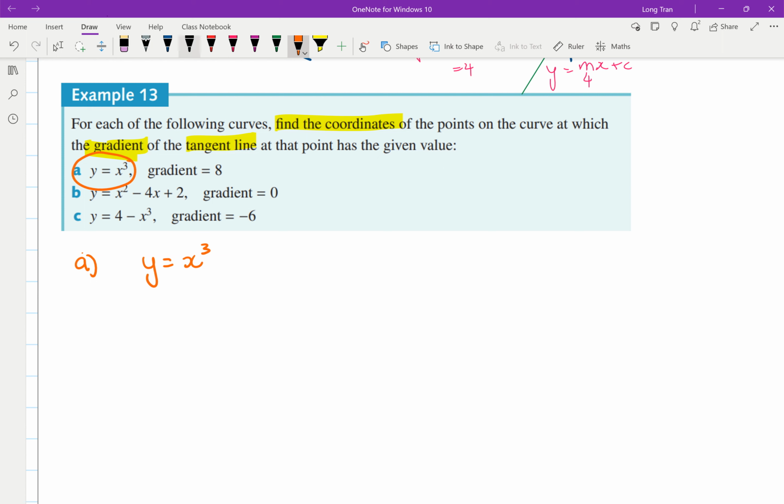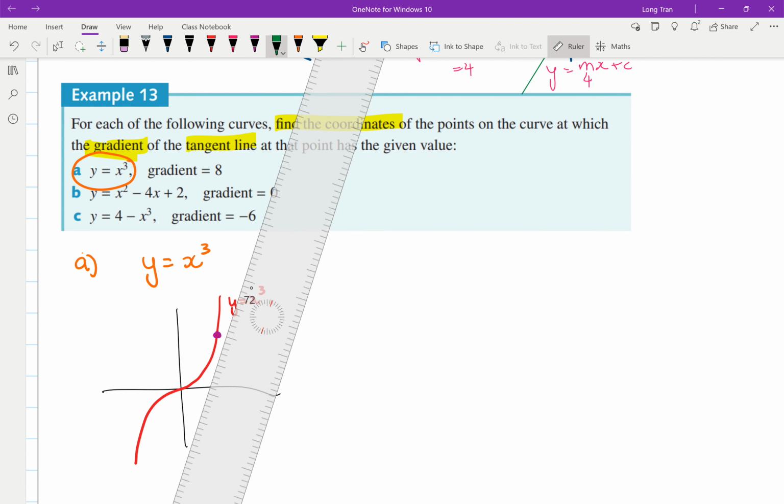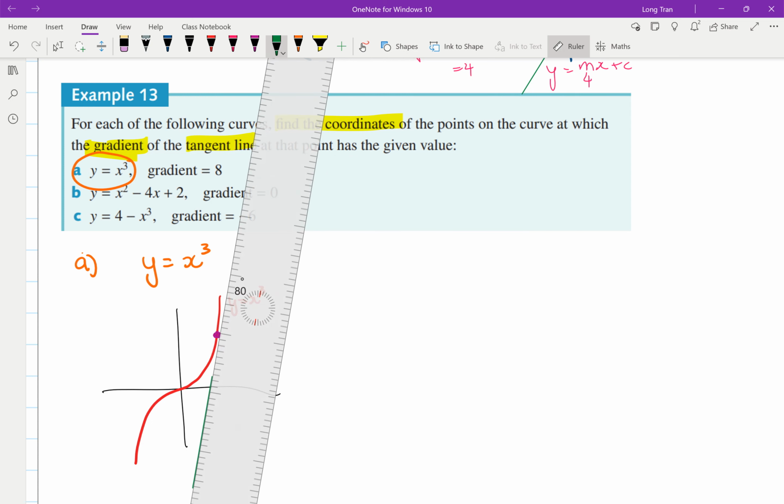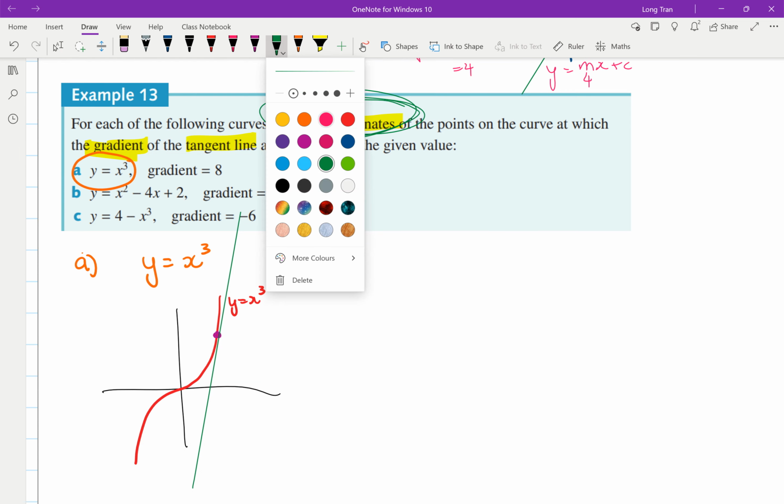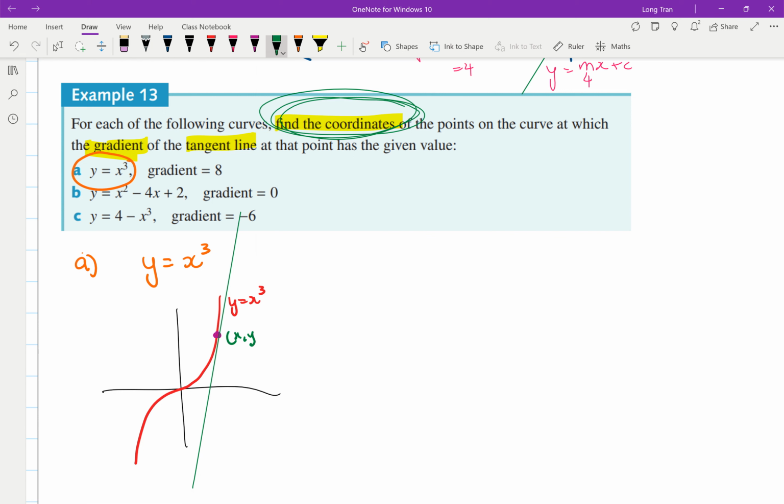So you currently have a cubic graph. Hopefully you know your cubic graphs by now. So this is what a cubic graph looks like. Y equals x cubed. All they're telling you is find the coordinate. So where on this graph, okay, so I just picked a random point. Where on this graph, when you draw the tangent line, so I'm going to draw a tangent line. Here we go. That's a tangent line at that point. Find the coordinates. That's what they're saying. Find the coordinates. So this coordinate here, x, y.